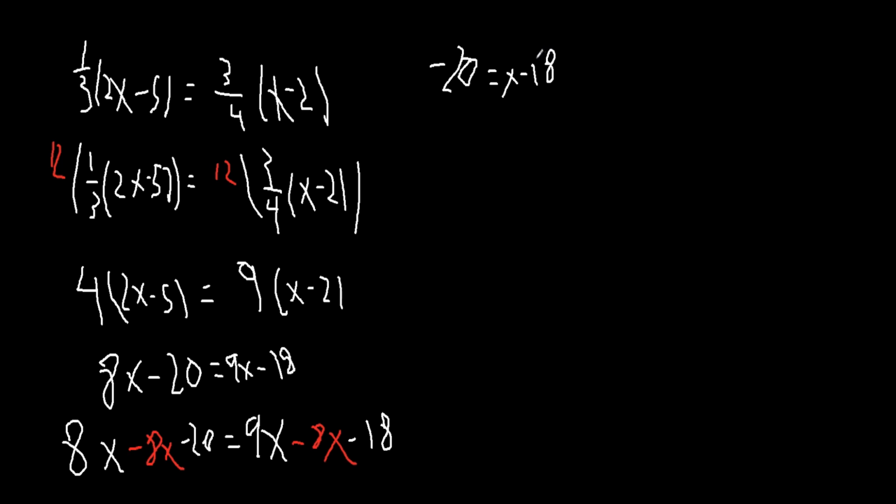So this negative 18 can be moved to our left side. So now we get negative 20 plus 18 and that equals x minus 18 plus 18, and negative 2 equals x. x equals negative 2.